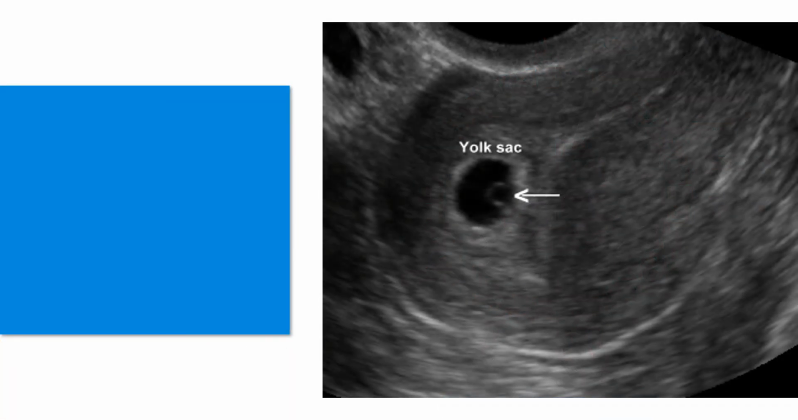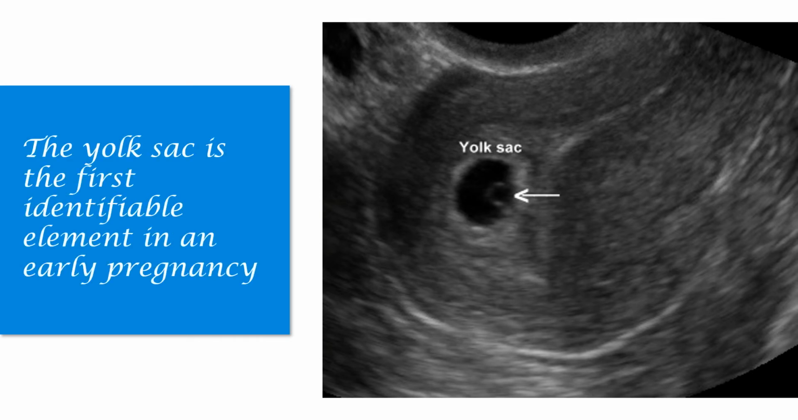So here we have an image of a gestational sac and yolk sac. The yolk sac is the first identifiable element in an early pregnancy and provides nutrition to the developing baby until the placenta takes over towards the end of the first trimester.